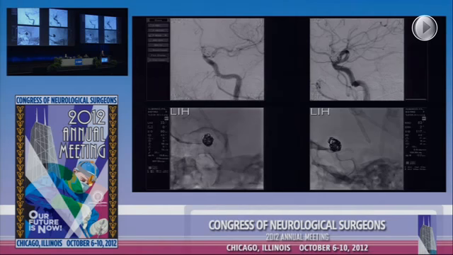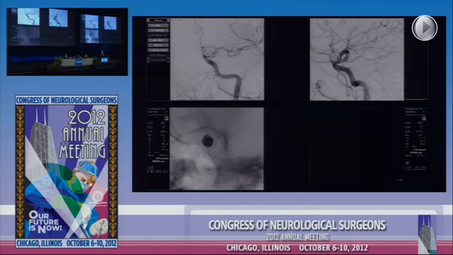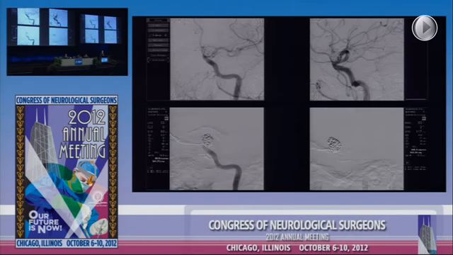That plus the coils is going to result in complete thrombosis. Holding your breath, please. Don't move. Oh, perfect. Looks really good, guys.